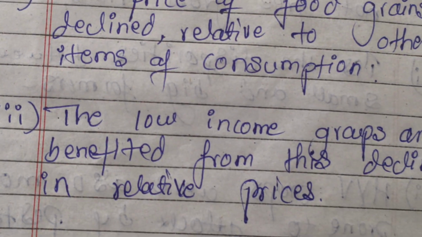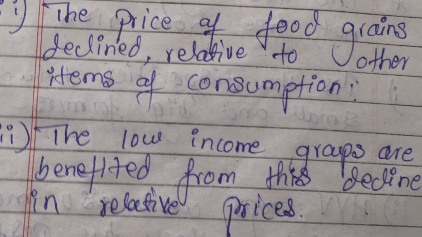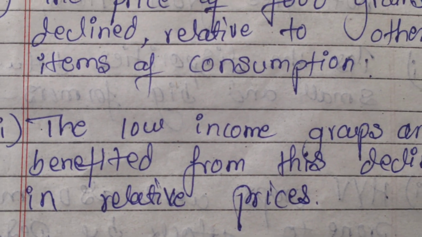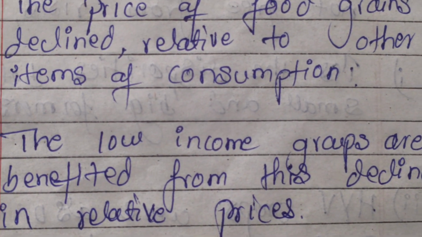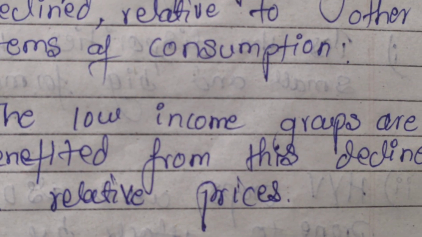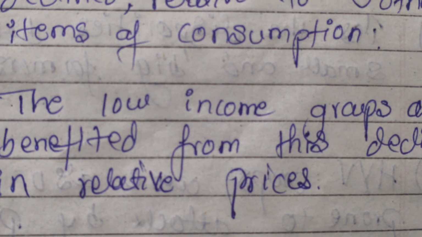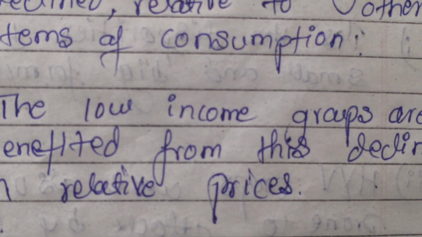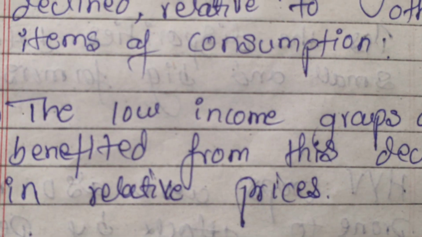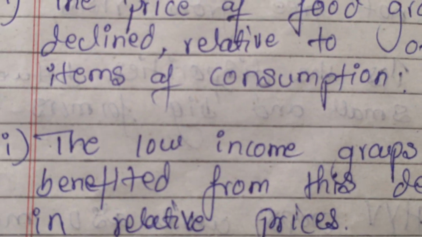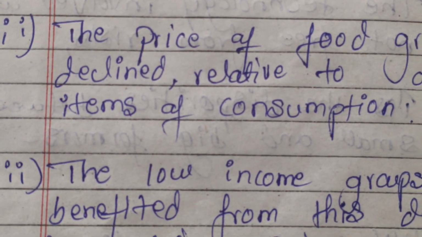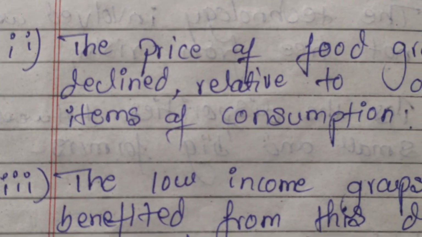Next is the benefit to low income groups. The low income groups, meaning middle class or poor people, are all benefiting from the declined prices. After the green revolution, food prices and the prices of other necessity products declined, and these declined prices benefited poor people and, at the same time, middle class people also.